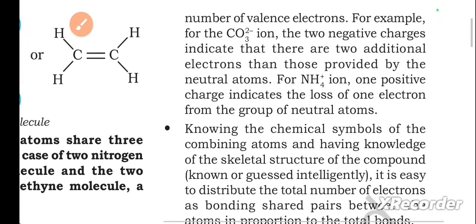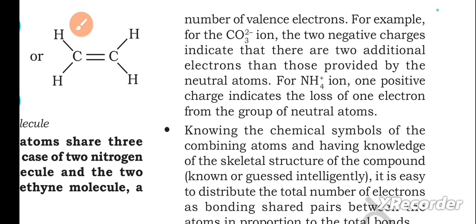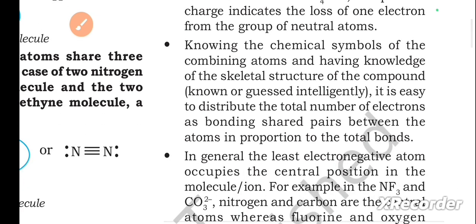For example, for the CO3 minus 2 ion, the two negative charges indicate that there are 2 additional electrons than those provided by the neutral atoms. For NH4 plus ion, one positive charge indicates the loss of 1 electron from the group of neutral atoms.